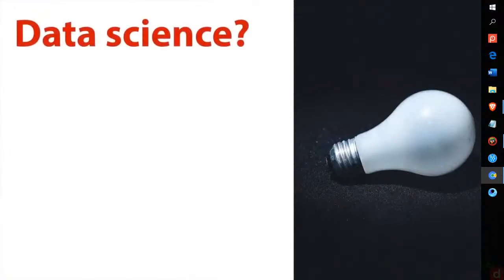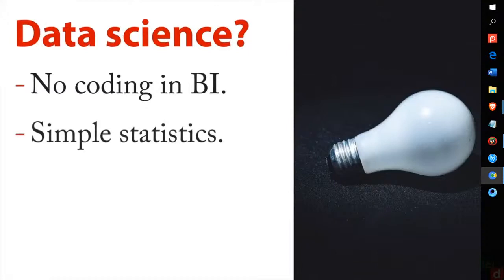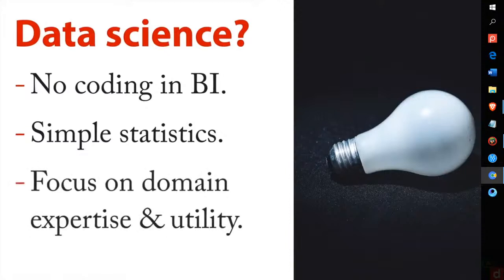Now, data science is involved with this, except, really, there's no coding in BI. There's using apps that already exist. And the statistics in business intelligence tend to be very simple. They tend to be counts and percentages and ratios. And so it's simple. The light bulb is simple. It just does its one job. There's nothing super sophisticated there. Instead, the focus in business intelligence is on domain expertise and on really useful direct utility. It's simple, it's effective, and it provides insight.